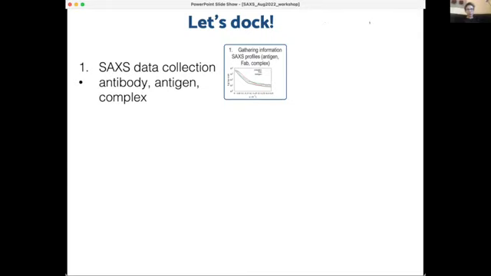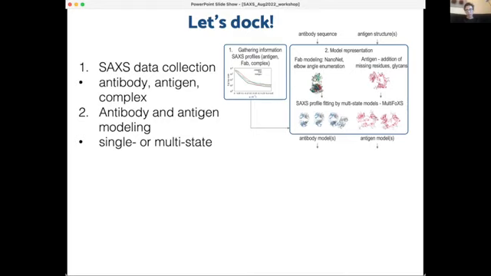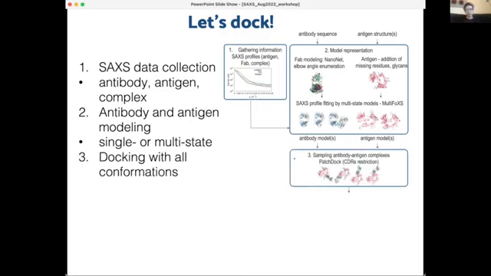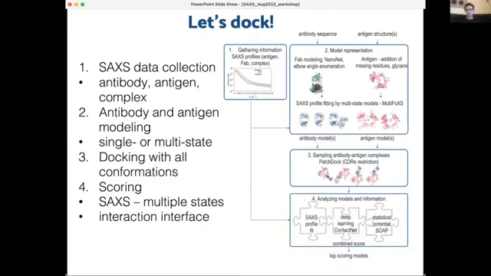And now we can use docking to see if we can generate those complexes. So we have SAXS profiles. We used the SAXS profiles of the Fab and the antigen to obtain models for antibodies and for the antigen, and it can be a single state or multi-state model. And now we dock all the conformations, or all the models, to each other, and we obtain many complexes, and now we can continue as in FoXSDock. So we check using FoXS the fit to the SAXS profile.